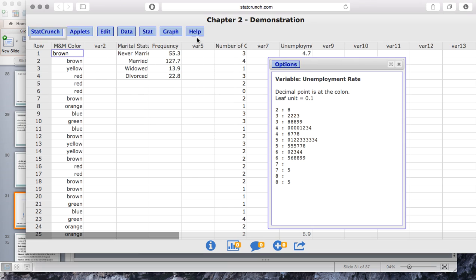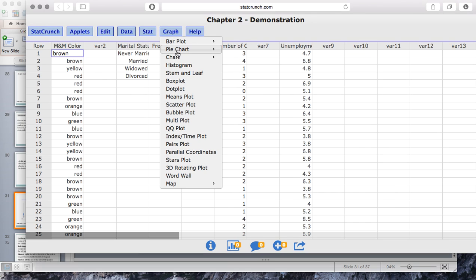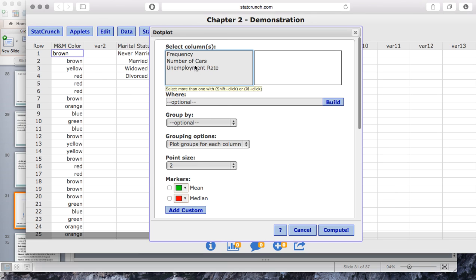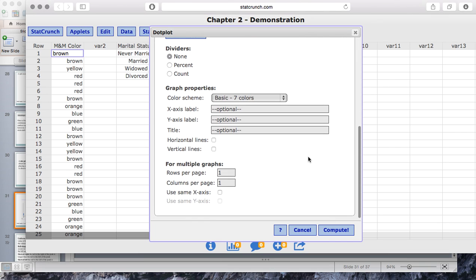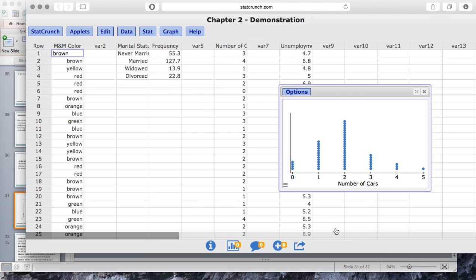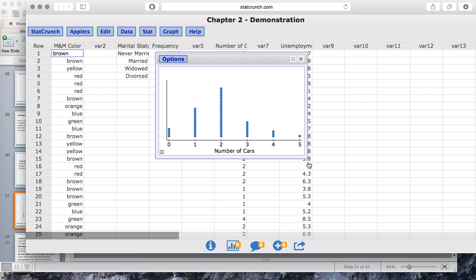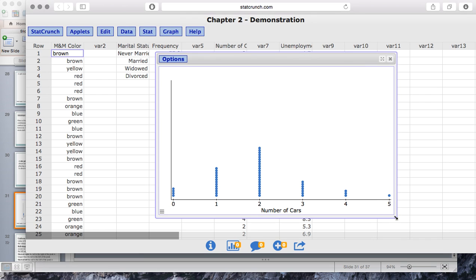So let me close out of this one. I'm going to go to Graph, Dot Plot. I'm going to use my number of cars data. I could pick some different things here. I could add a title, but really I just want to show you what it ends up looking like. So we have one dot for each of the households, so we have a total of 50 dots on here if we actually look at them.